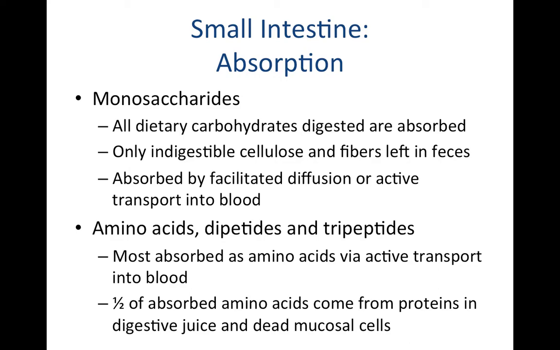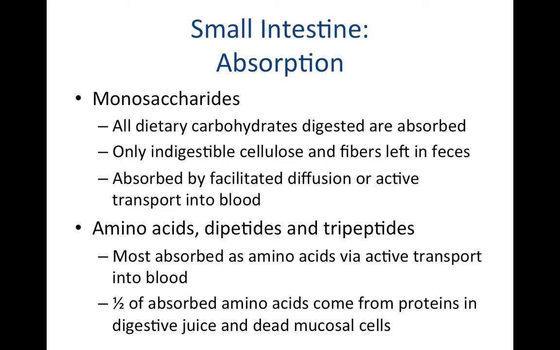When we look at proteins, amino acids, dipeptides, and tripeptides are your smallest forms that we're looking at. Mostly, they're going to be broken down all the way into single amino acids. And then they are moved through active transport into blood. Remember that active transport means it requires energy of some type.